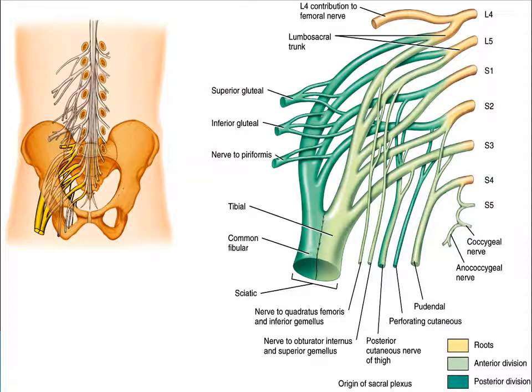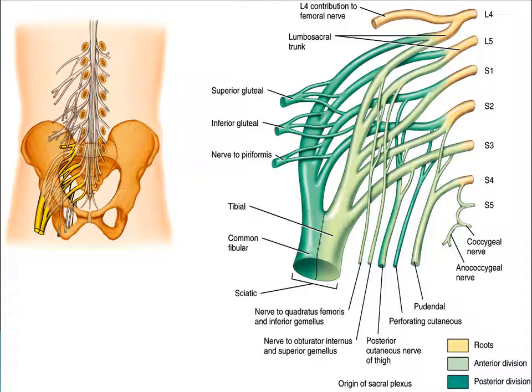Then we have the sacral plexus, and the sacral plexus is formed from the nerve roots of L4, L5, S1, S2, S3, and S4. And it's the upper nerve roots from L4, L5, S1, S2, and S3 that give us the sciatic nerve. And it's the lower nerve roots from S2, S3, and S4 that combine to give us the pudendal nerve.